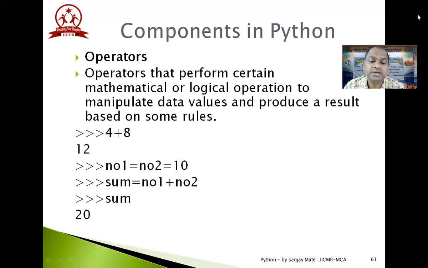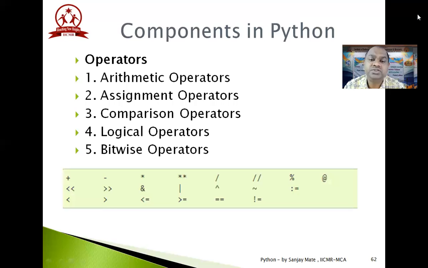Again here, I am assigning 10 to number 1 and number 2, and then I am doing the addition. Here again you are using the equal to operator, that is the assignment operator, and the plus operator. In the expression sum is equal to number 1 plus number 2, we are using two operators: the assignment operator and the plus operator.